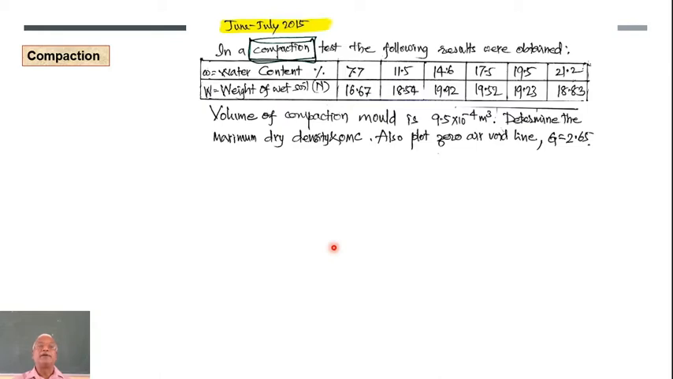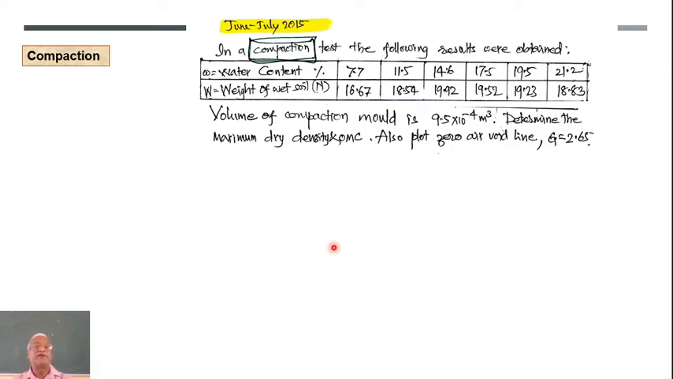Okay, here is another problem, June July 2015. In a compaction test, the following results were obtained. Water content is given, and the weight of the wet soil is directly given. You know that in the core cutter method or in the compaction test, we take the weight of the mold with soil and subtract the weight of the mold, so that you get the weight of soil. Here they have directly given the weight of soil itself.